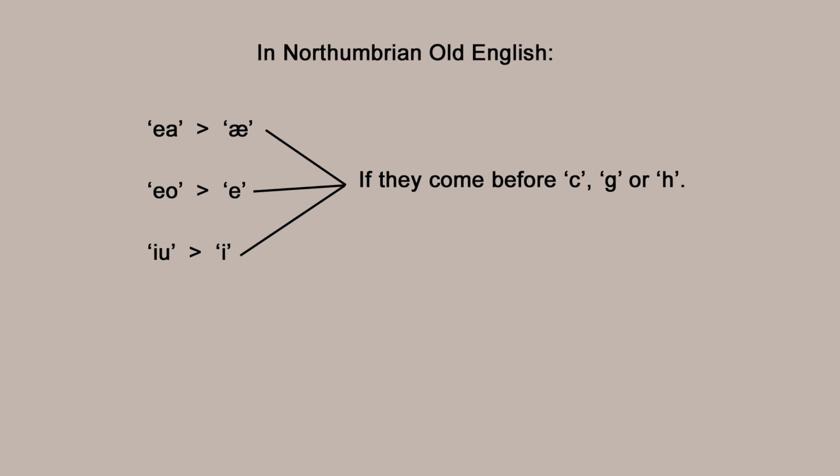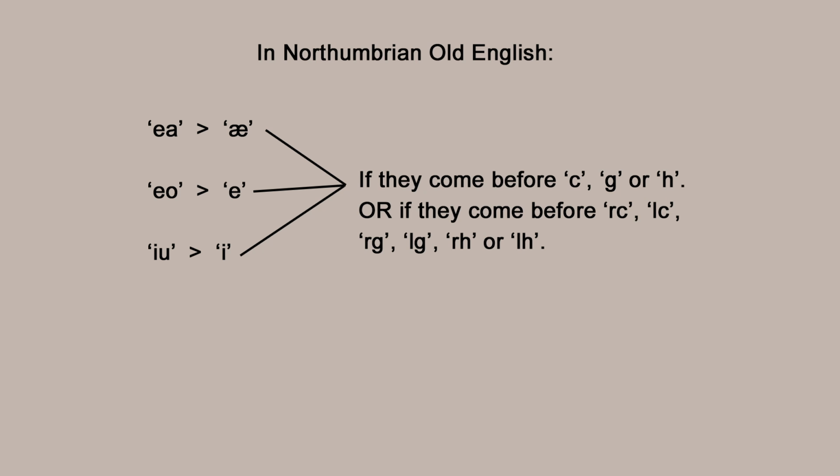The diphthongs ow, eo, ew smoothed to a, e, if they came before g, or ch, including if there was a r or l in the middle.